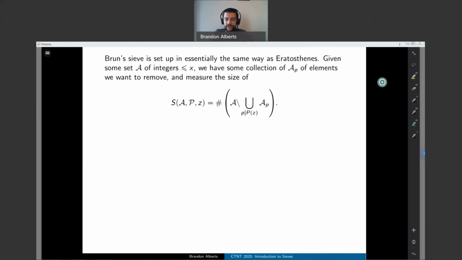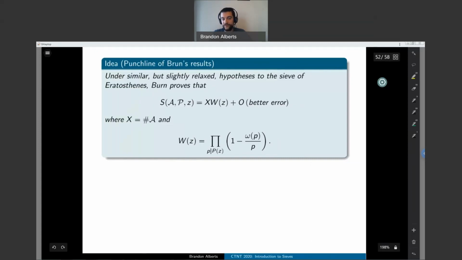And so what Brun did, Brun came up with improved methods compared to the sieve of Eratosthenes, which gives you a similar looking picture. So here's the punchline. The size of this set has the same main term, x times this product over small primes, where omega of p is the number of distinct residue classes you're allowing. But Brun got a better error term, and some of the hypotheses are slightly relaxed.